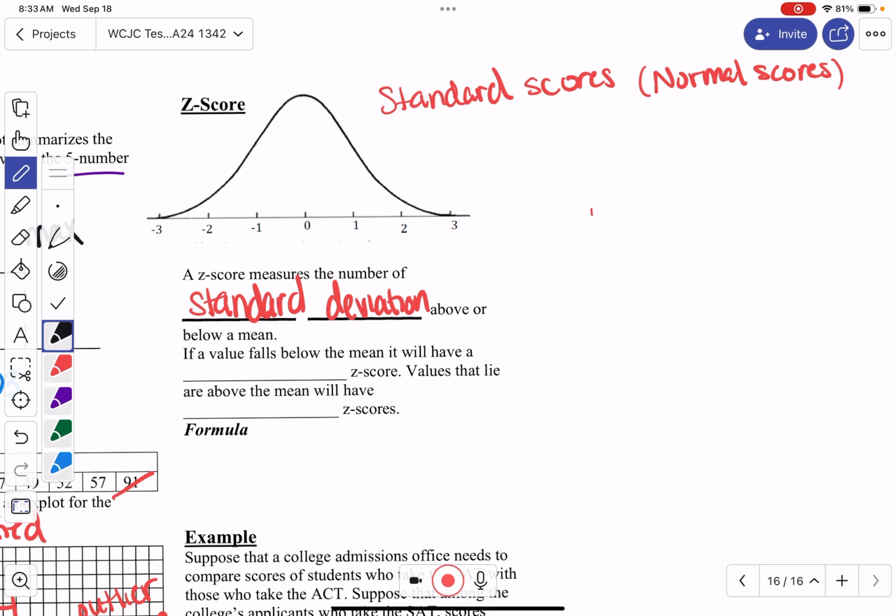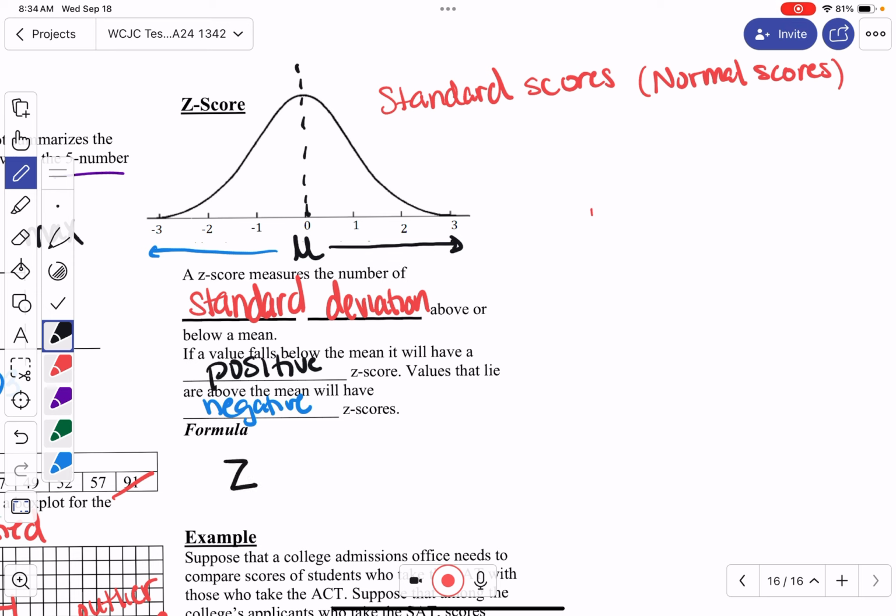So we know that in a normal curve, the distribution is symmetric and the mean sits here at 0. Because of that, we can measure, based on the standard deviation, how far values are away from that value. If a value falls to the right of the mean, it will have a positive z-score. If a value falls to the left of the mean, it will have a negative z-score. And a z-score is just a transformation.